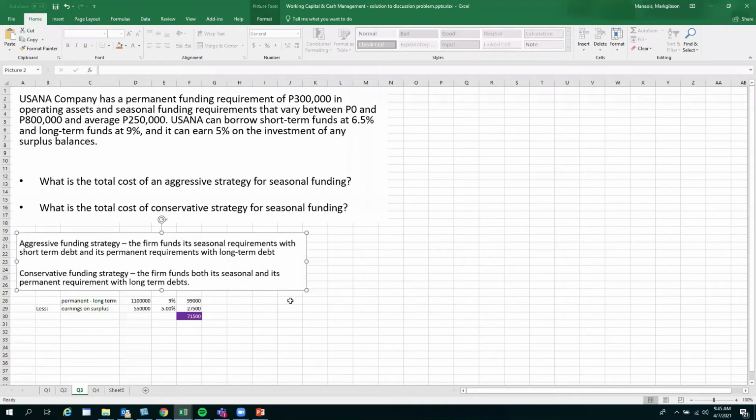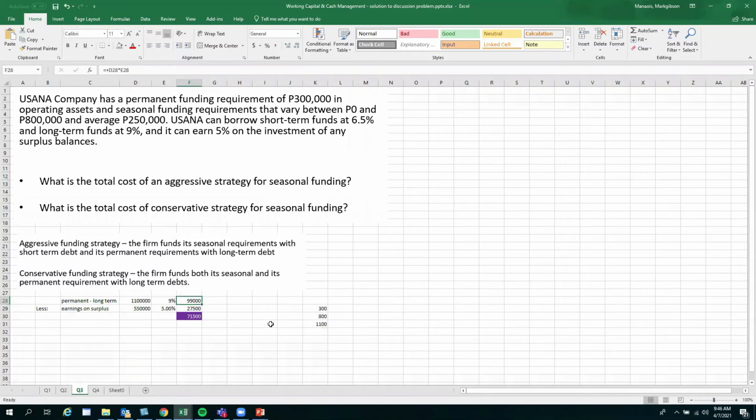Okay. Now let's go to conservative funding strategy. So sabi natin, pag conservative, both fund requirement, they're being financed with long-term debts, no? So paano yan? So how much is the permanent long-term, your permanent requirement is, it's 300,000. Pero this time, kukunin natin yung maximum seasonal funding requirement, no, which is at 800. So that's how we arrive with the 1.1 million there. So multiply by the long-term funds at 9%, so you'll get 99,000.